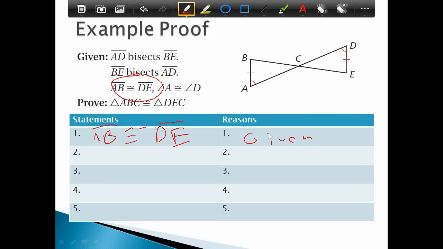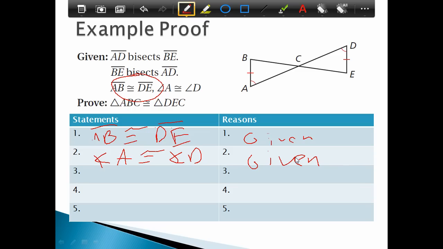We know that's true. Given. Second statement. We also know that angle A is congruent to angle D. Also given. So we got 2 little parts already there. Don't even have to do anything for those. Those are just given to us, like your teacher's like, oh yeah, here you go.